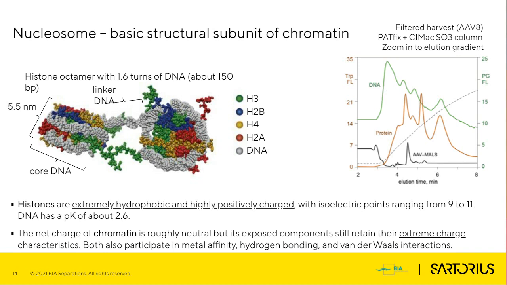This is one of the reasons why in the AAV field, chromatin DNA or host cell DNA is probably one of the worst enemies, much bigger enemy than it is for the monoclonal antibody field. And this is why in most downstream processes, once you have your harvest and you proceed with cell lysis or some other methods, you would always need to consider some way of chromatin and host cell DNA removal.